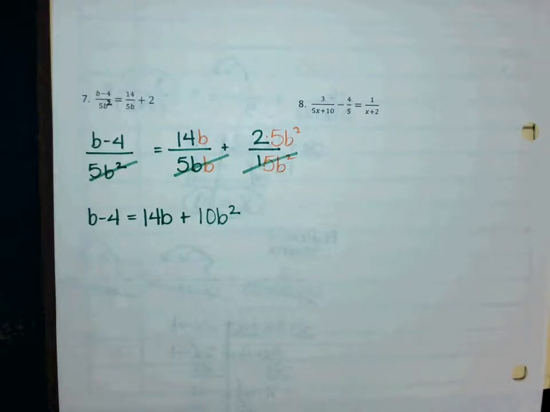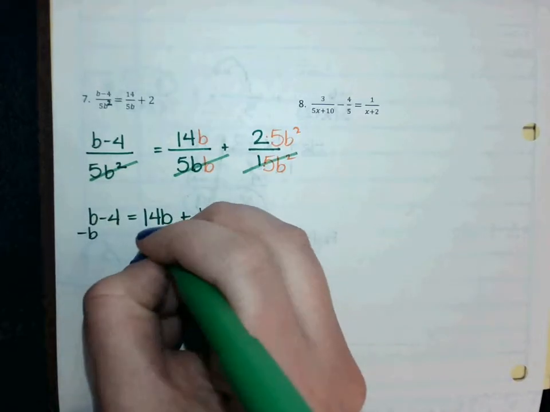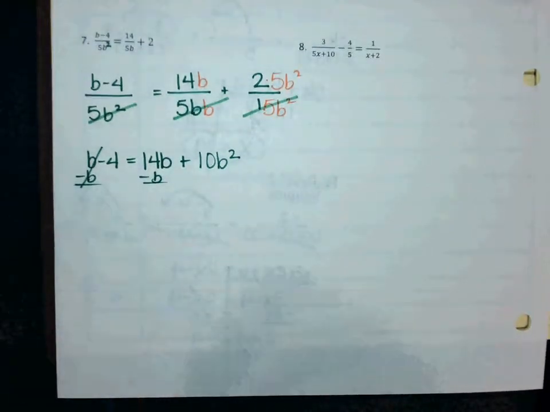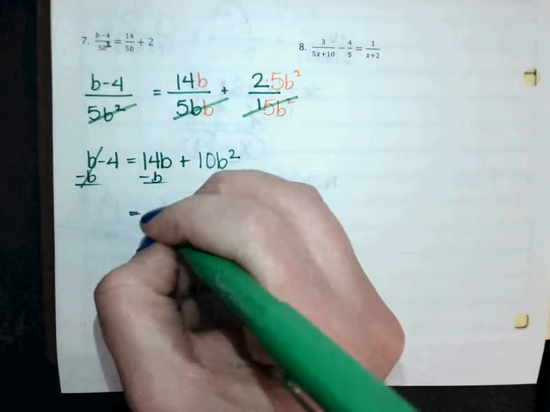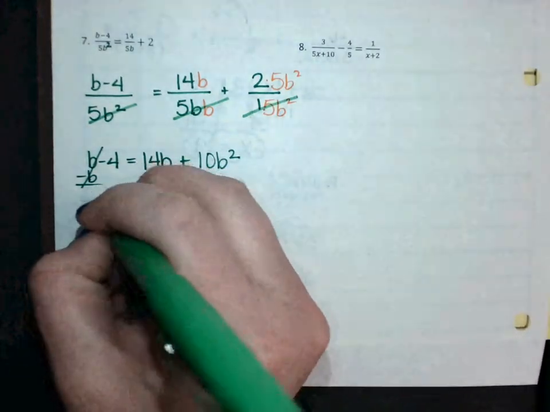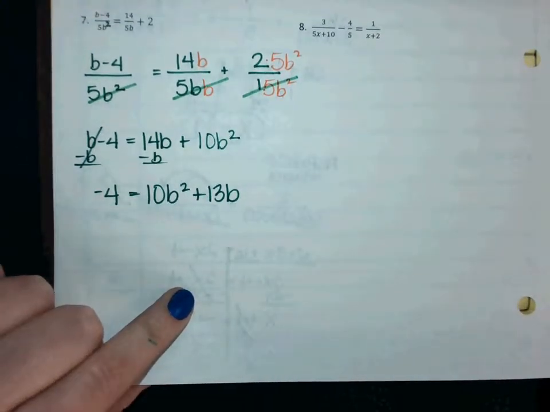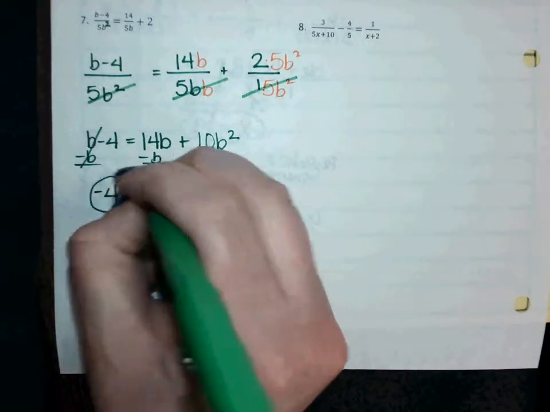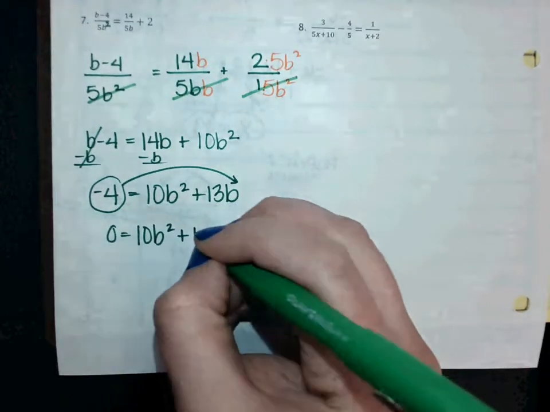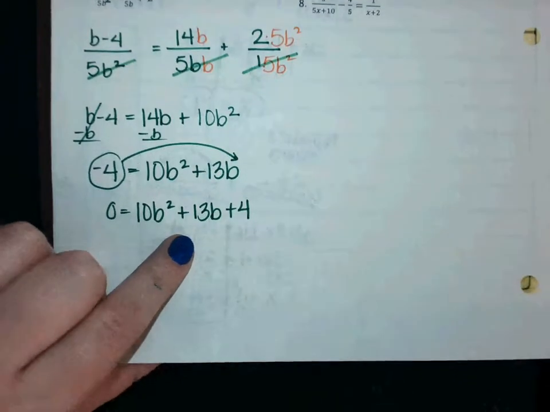T-chart. Okay, so I'm going to have to bring all of my terms over to the same side. So minus b and minus b. What is 14b if I take away one of them? Okay, so this is now 10b squared plus 13b. And then what do I do with my minus 4 over there? Okay, I'd have to bring it across, which would make it a positive. So it'd be 0 equals 10b squared plus 13b plus 4.